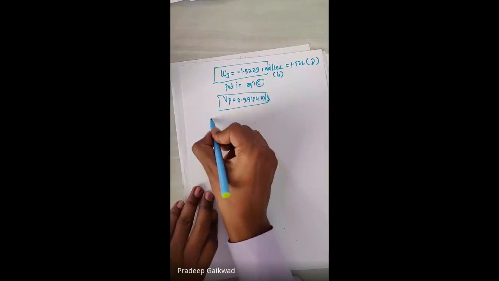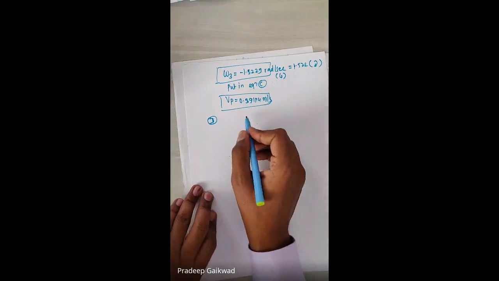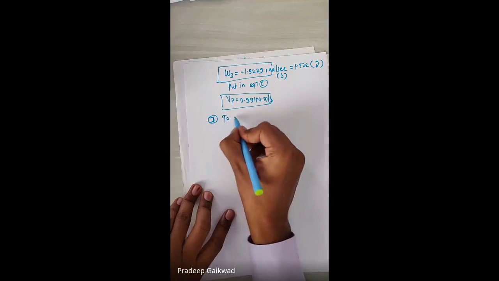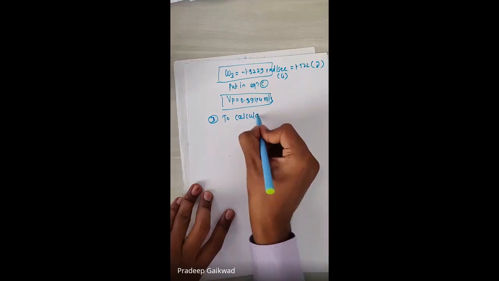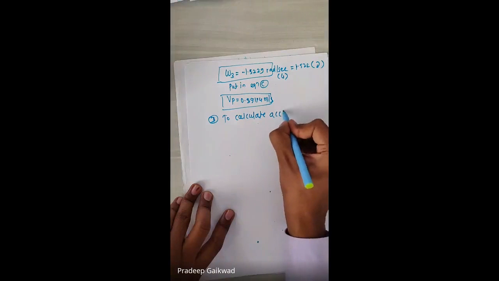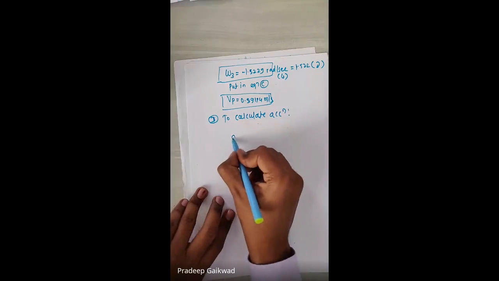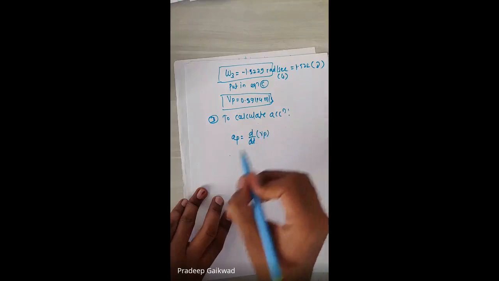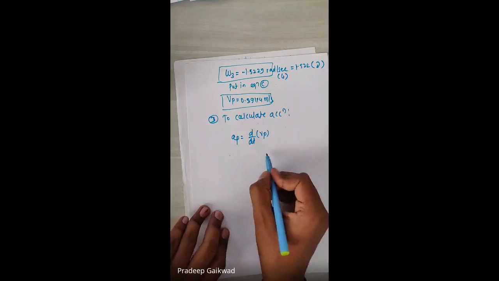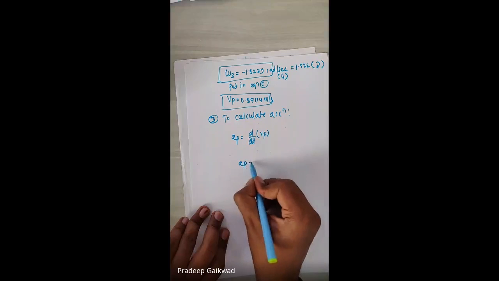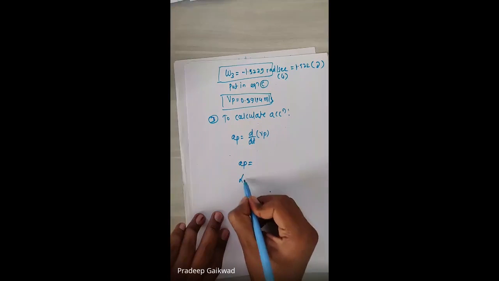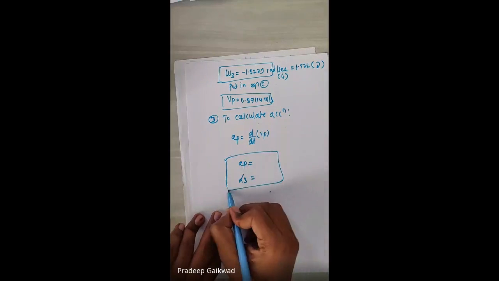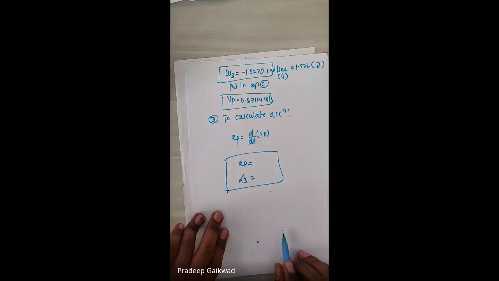I'm writing here, the third step is to calculate acceleration. To get AP, just differentiate the velocity of piston equation. Then separate real and imaginary parts. One equation will give you AP, the other equation will give you alpha 3. So get these values. In the next lecture, I will ask you this. You have to complete this.